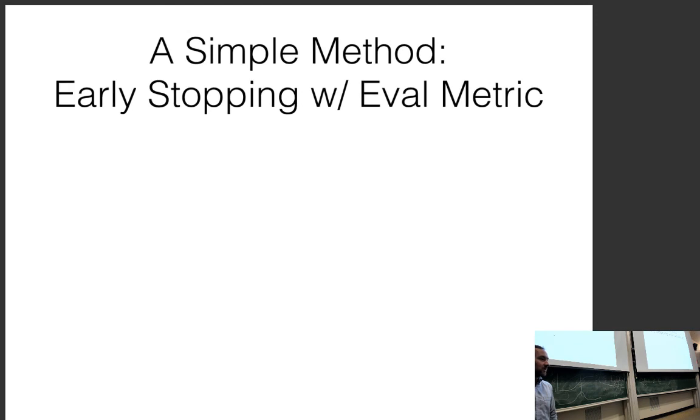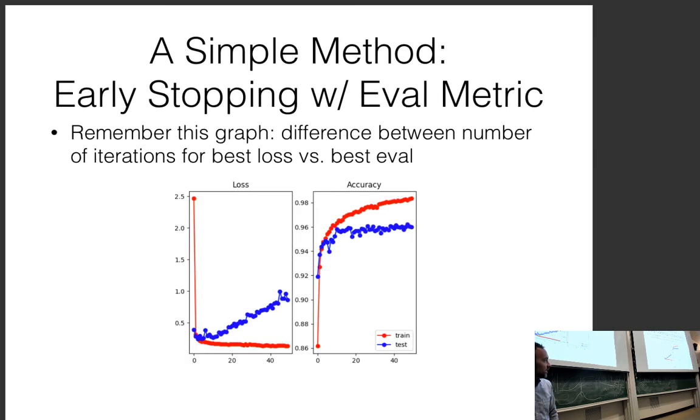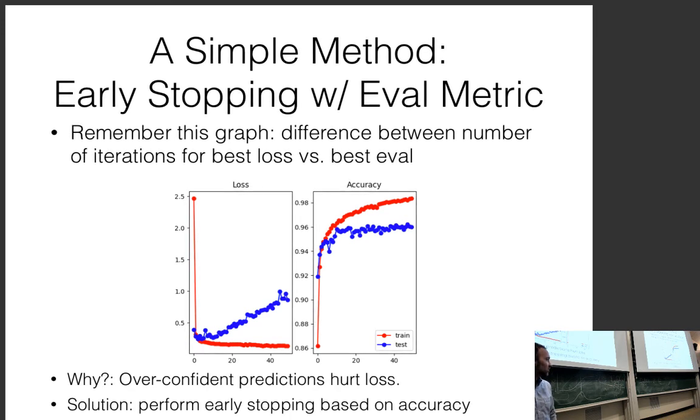But a much simpler method is to do early stopping according to the evaluation metric that you care about. So according to accuracy or according to F measure or something like this. If you remember this graph, we saw the loss was going down for a while, but the accuracy continued to go up. So what we do is we just perform early stopping based on accuracy. So instead of stopping our training where we get the best loss, we just keep on training until our accuracy doesn't get any better, and we stop where our accuracy gets the best.